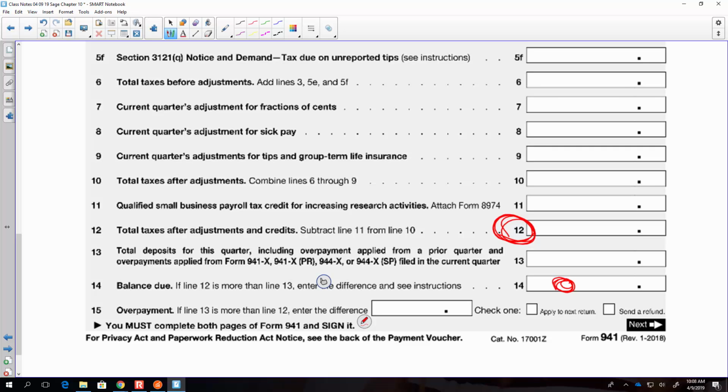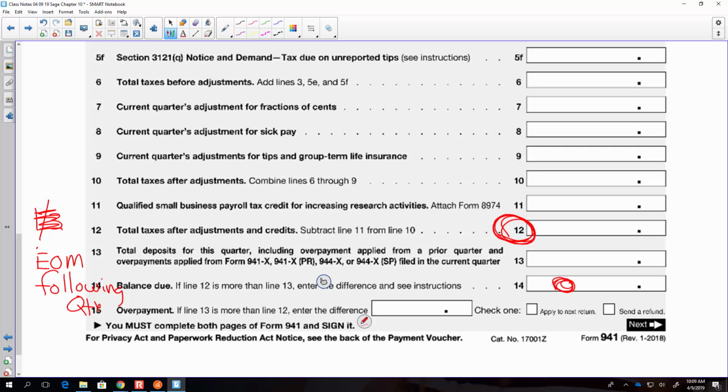The deposits are due prior to this form. This form is due the end of the month following the quarter. So basically, you've got 30 days to get this form done. So January 31st is a big day in payroll. April 30th is a big day in payroll. July 31st is a big day in payroll. And then October 31st is a big day in payroll. It's one month following the quarter.